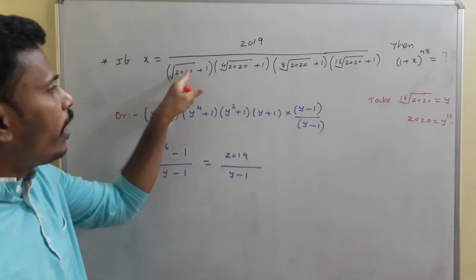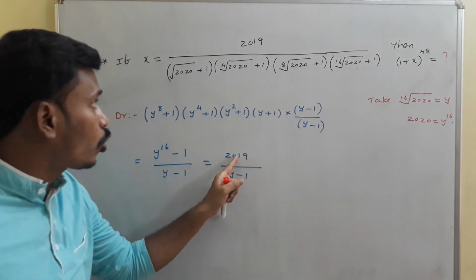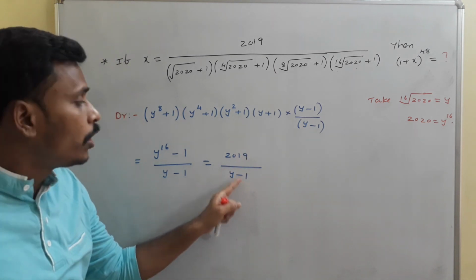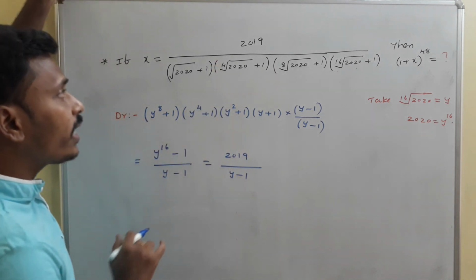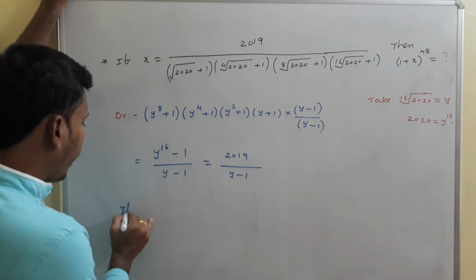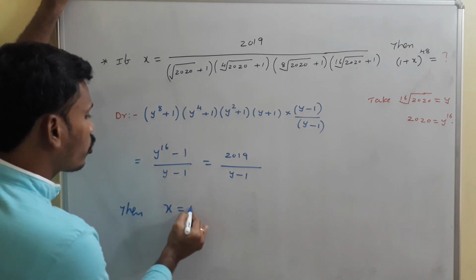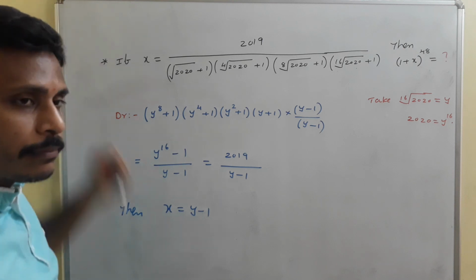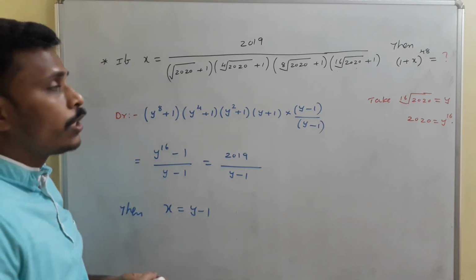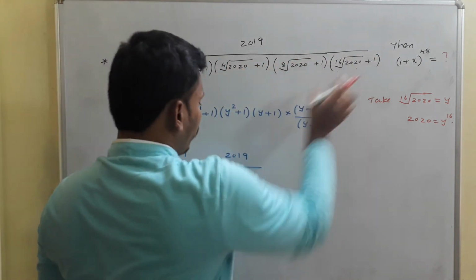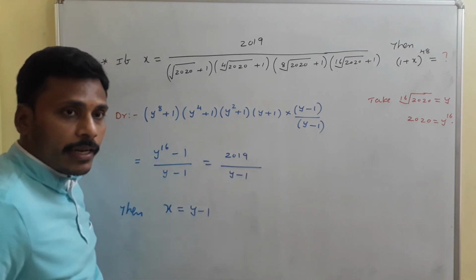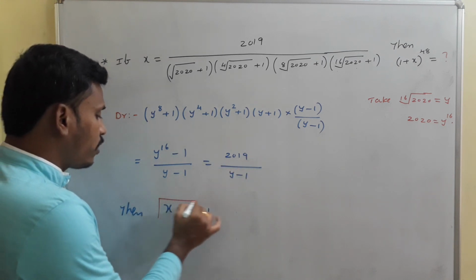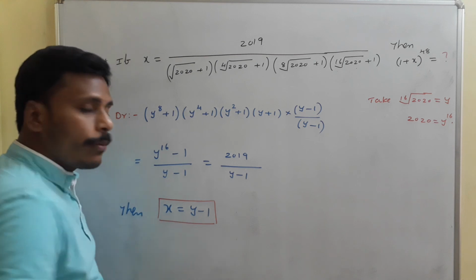And if you replace this denominator with this 2019 by y minus 1, 2019 and 2019 get cancelled, then you will get directly x is equal to y minus 1. Is it right? Just have a look. You need to replace this denominator with this 2019 by y minus 1. 2019 gets cancelled. You will get that x is equal to y minus 1.